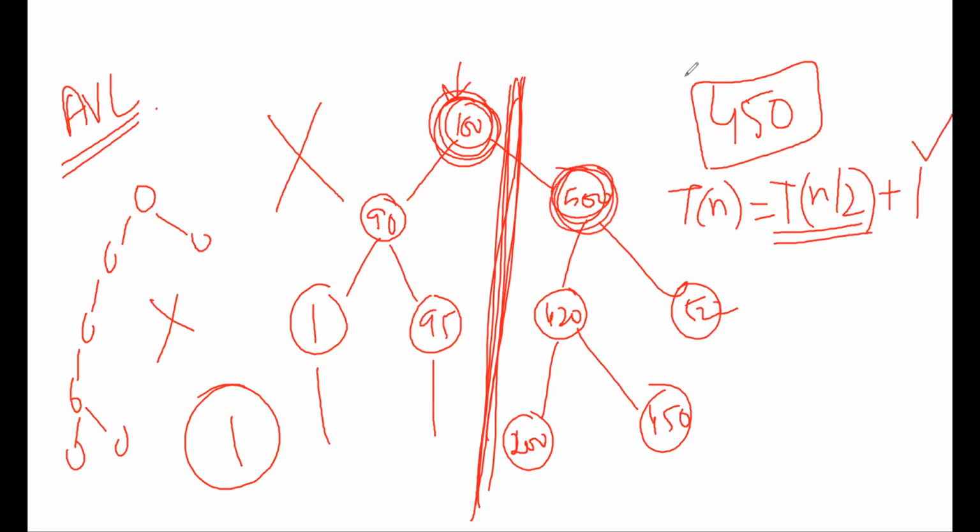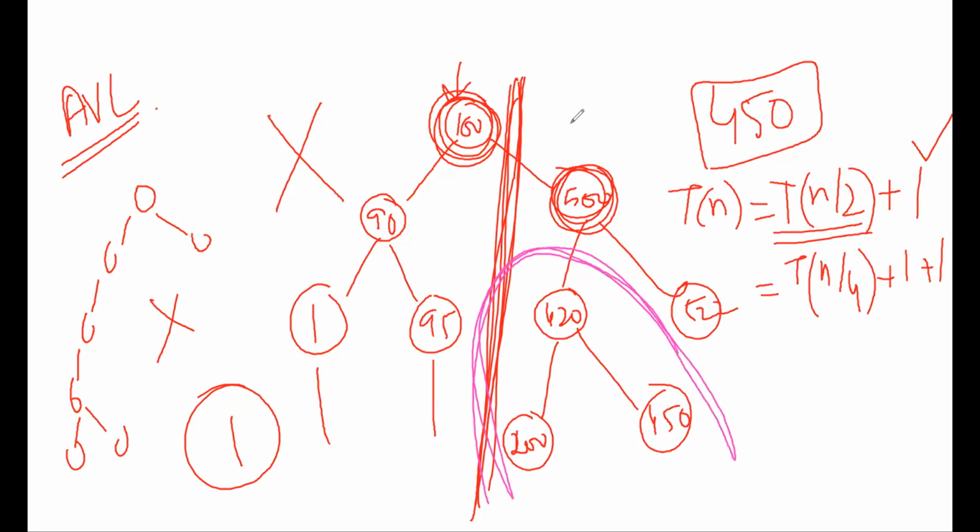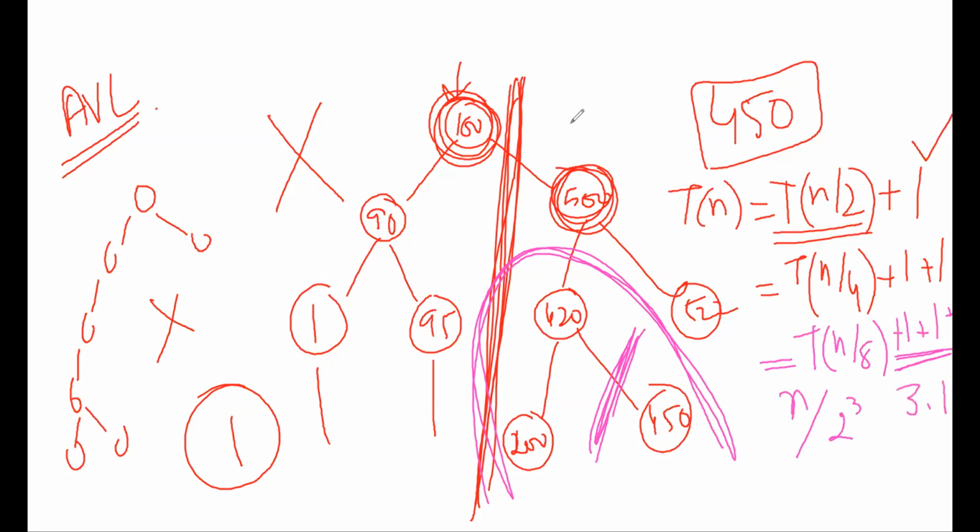Then again, next, T(n by 2) is T(n by 4) plus 1 plus 1. When you compare it with 50, you will just consider this part of the tree. And the next step, T(n by 8) plus 1 plus 1 plus 1, and so on. Then you will reach here and you find out. So how many ones will be there? There are 3 ones. If this is n by 2 to the power 3, this is 3 times 1. So if n is equal to 2^k, do it here.